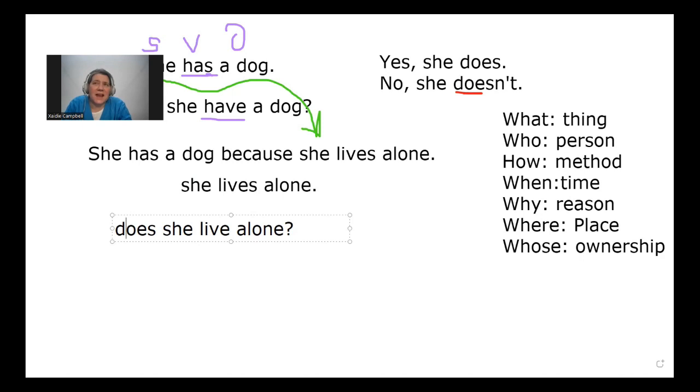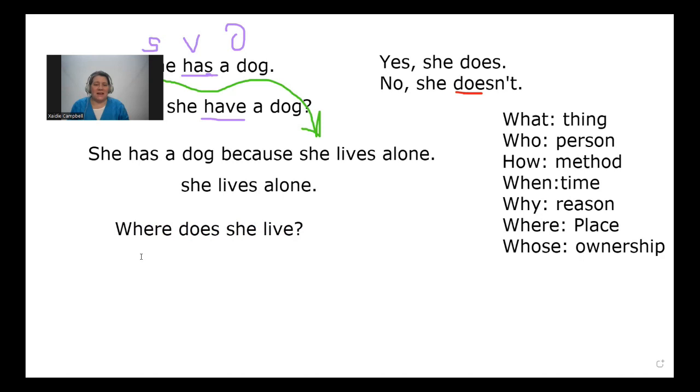And now we're going to ask another question. We want to know where. We know she lives alone, but we want to know where she lives. Okay? So we're going to say, where does she live? And we don't need the alone anymore. It doesn't really make sense. Where does she live? Now the answer is a place.